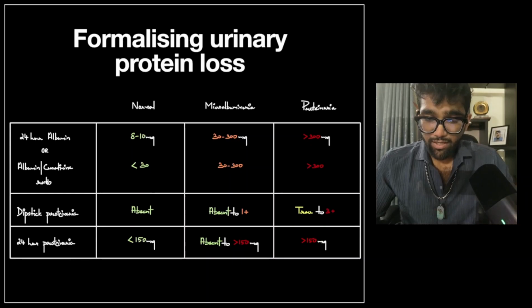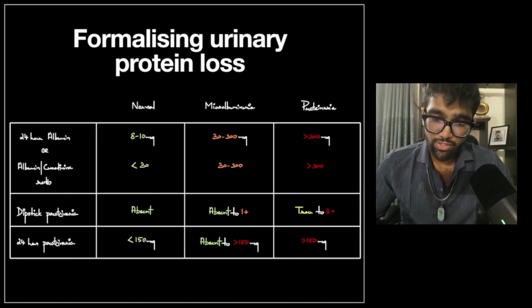Then we have an entity called microalbuminuria, where we have 30 to 300 milligrams of protein loss in 24 hours of urine, and then we have proper proteinuria, where we have more than 300 milligrams of albumin being lost in urine in 24 hours. The albumin creatinine ratio for normal is less than 30, microalbumin is 30 to 300, and proteinuria is more than 300. The numerical values are the same, so it is easier to remember.